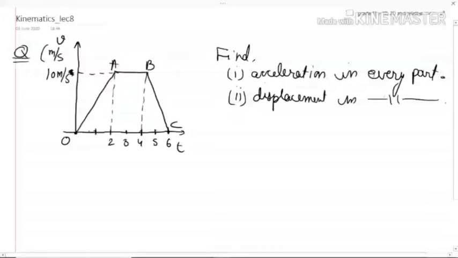We already discussed the slope. The slope of the graph will give you the acceleration. The slope of vt graph will give you acceleration. The slope of xt graph will give you velocity. So you need to find out the acceleration in every part. You need to find out the displacement in every part. You need to find out, does the object change its direction?